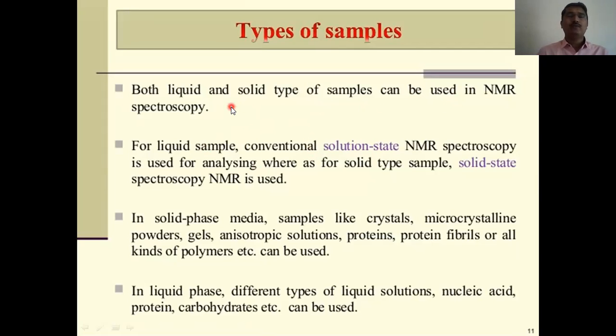This is a very useful method for us because our sample may be solid, it may be liquid, it does not matter. We can easily analyze this sample. For liquid samples, conventional solution state NMR spectroscopy is used for analyzing, whereas for solid type samples, solid state NMR spectroscopy is used.